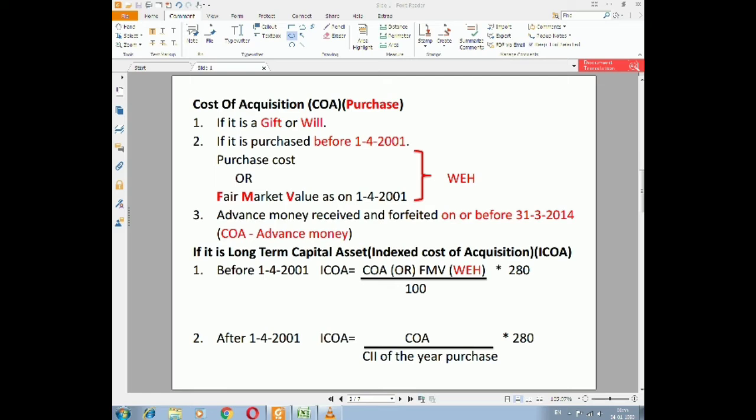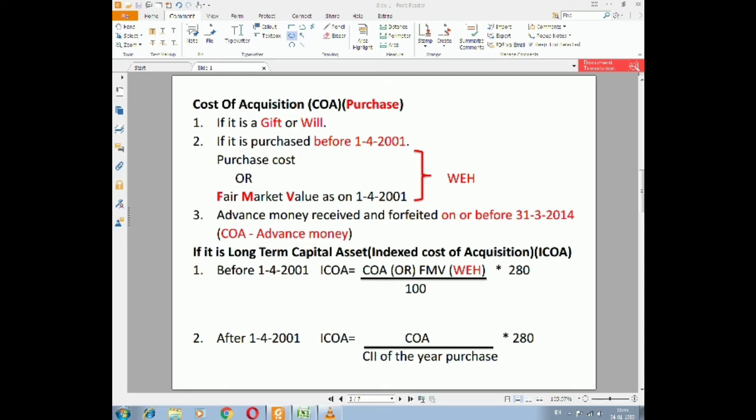These three conditions will apply for short-term capital assets as well as long-term capital assets. If it is a long-term capital asset, by using these conditions we are going to apply the formulas. That is very important. If it is a long-term capital asset, indexed cost of acquisition will be applied. Why are we going to use the index? I'll say it in a later part. So the first thing, before 1/4/2001.